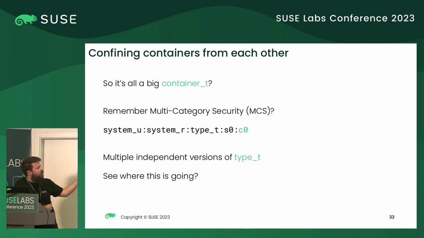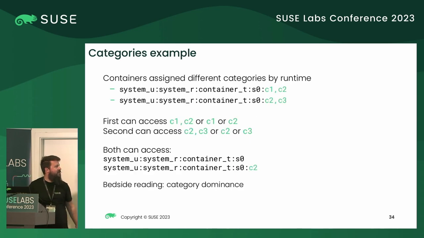But that's basically a way to define multiple independent versions of a given type, right? So you define the type with the normal type enforcement, and then you add this MCS mechanism on top that will say we'll have this label with category 0 or this label with category 1. And those will be, for the purpose of type enforcement, the same type, but for the purpose of the wider SELinux, not quite the same. So you see where this is going, obviously.